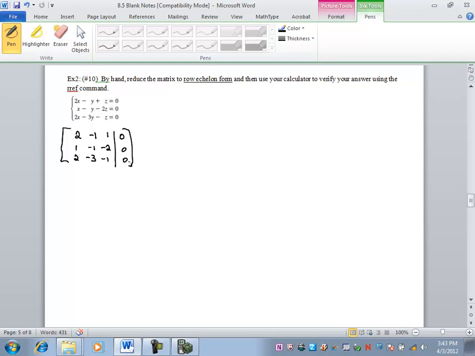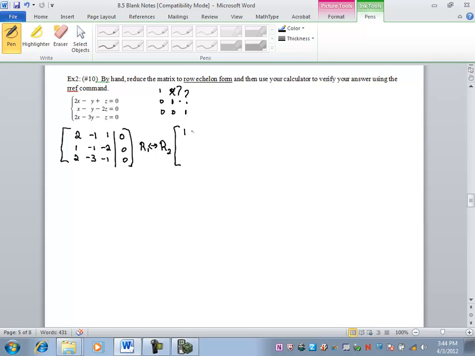Now, remember what we want. We want a 1 in this upper left-hand corner and zeros below it. And then we want a 1 here and a 0 below. And then we want a 1 here. And we don't really care so much what's up here in the upper right-hand corner of the matrix. Alright, so what I'm going to do, folks, is take row 1 and interchange it with row 2. There's no need to do any more work than we have to do.